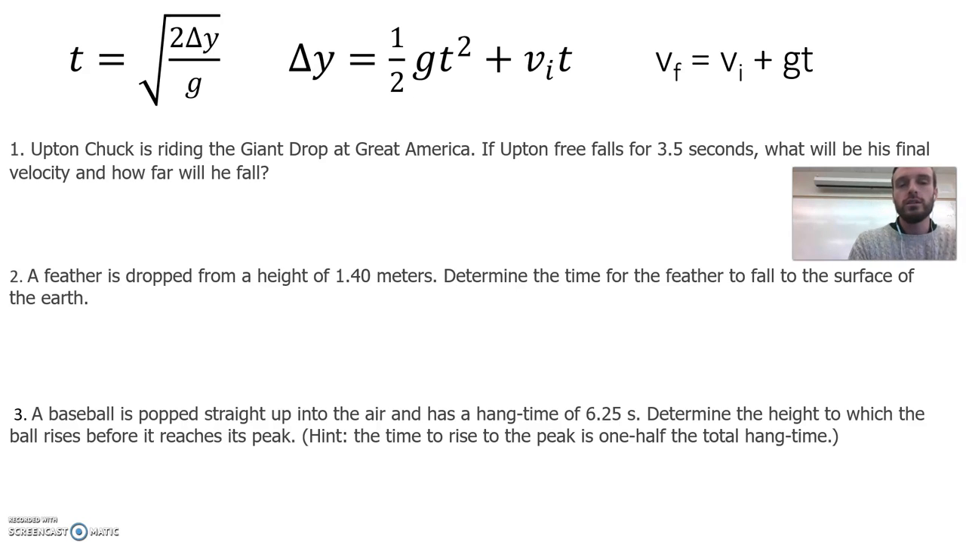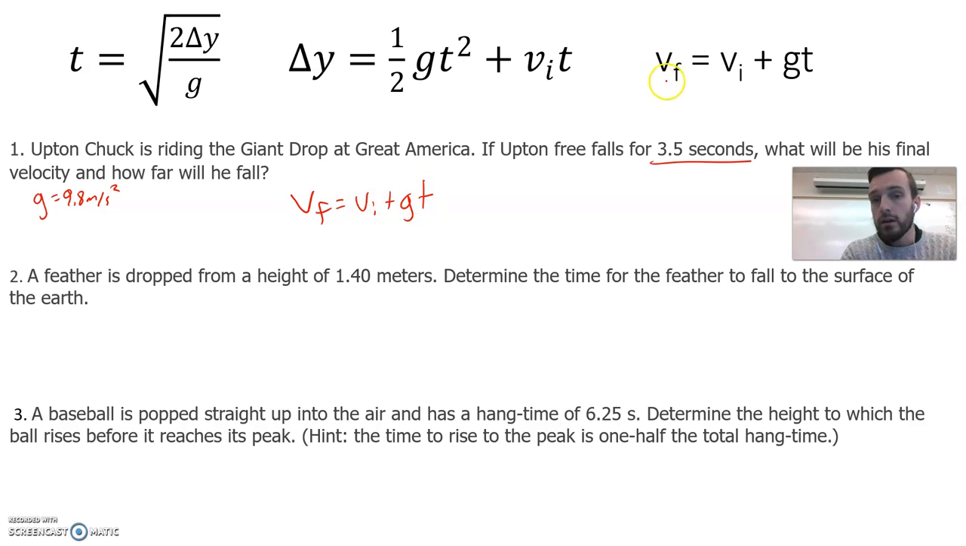So here we go. Upton Chuck is riding something. He free falls for 3.5 seconds. What will be the final velocity, and how far will he fall? All right, so we always know that g is 9.8 meters per second squared, and it looks like it's asking us for the final velocity. Well, vf equals vi plus gt.